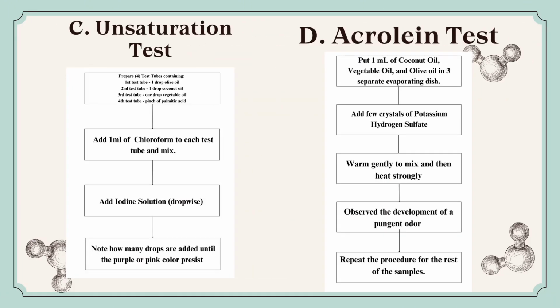For procedure C, we have the unsaturation test, also known as the Hubl's test. This test was performed to determine the degree of unsaturation of the lipid sample. The method goes as follows.